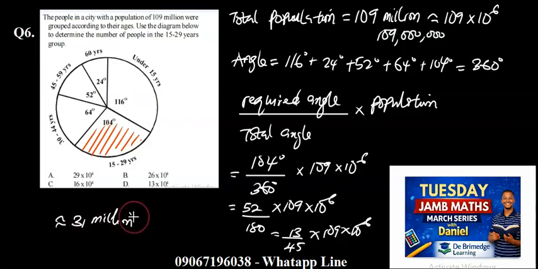This is the same thing as 31 times 10 to the power 6. The closest number that you can have there is 29, because there was an approximation once you expand this. So the closest value is option A. This is the method you use. Just follow this method and you get the answer. Sometimes if you don't get the exact answer, you look out for the closest number. The closest number to 31 is 29 million. So that is the solution for this question.